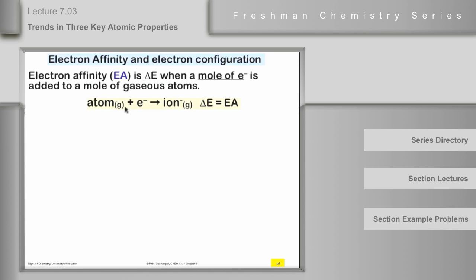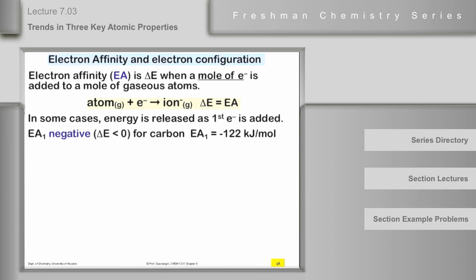So, first of all, here's the equation that represents the energy change. This is the thermochemical equation. An atom in the gas phase plus an electron goes to a negative ion in the gas phase. Delta E for that process is the electron affinity of that particular atom. And as I said, in some cases, energy is released, so delta E would be negative. And in some cases, energy is required, in which case delta E would be positive.